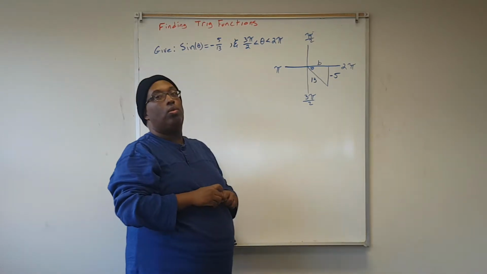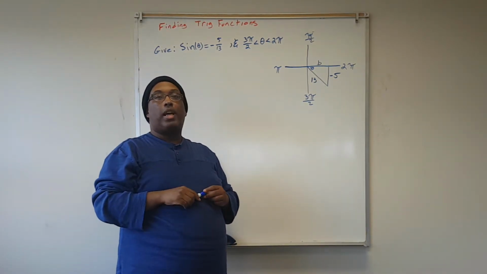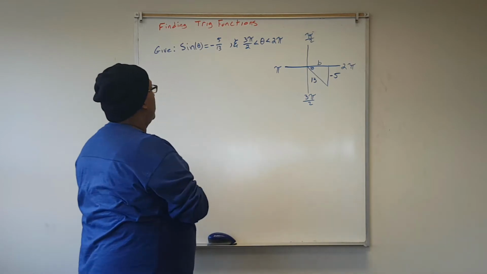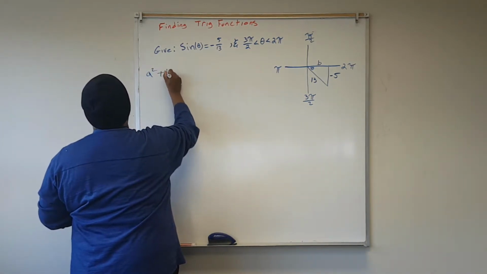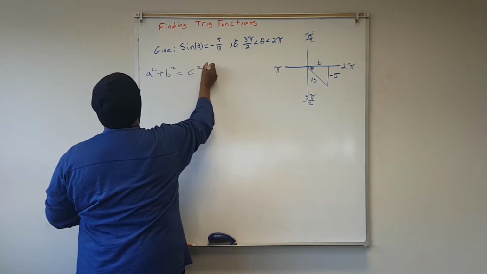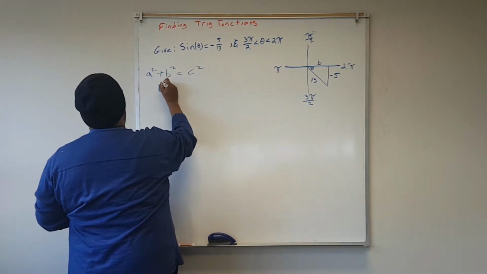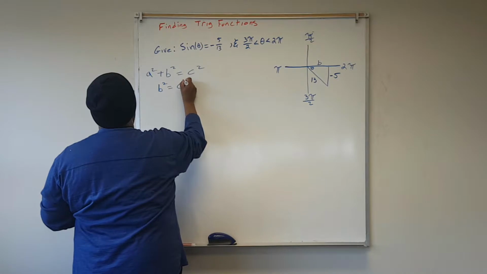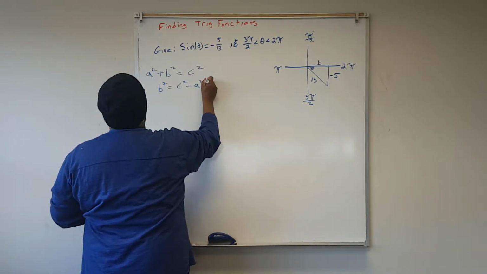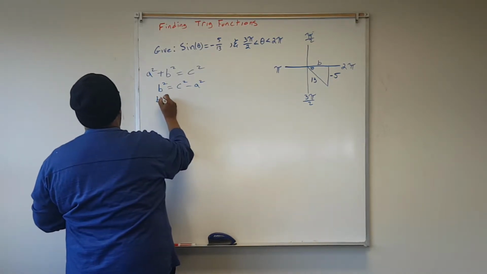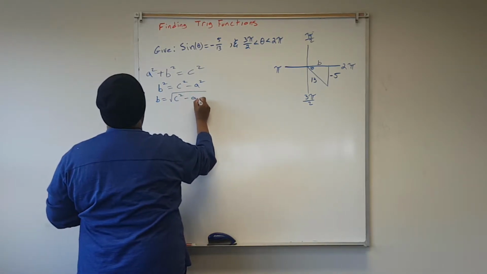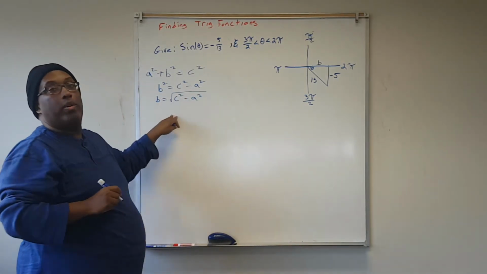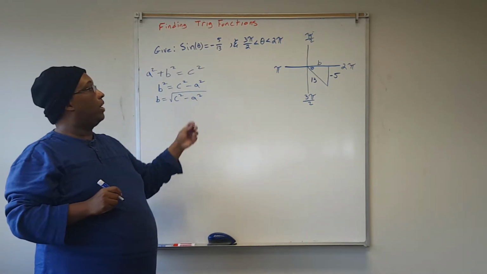So we can use the Pythagorean theorem, and let's do that right now. A squared plus b squared equals c squared, or b squared equals c squared minus a squared, or b equals the square root of c squared minus a squared. Now that we have our formula to use, we can just plug in the numbers.